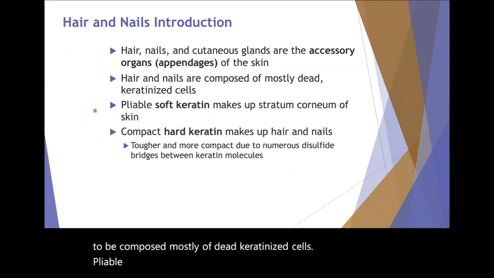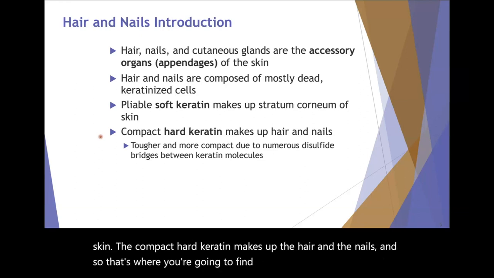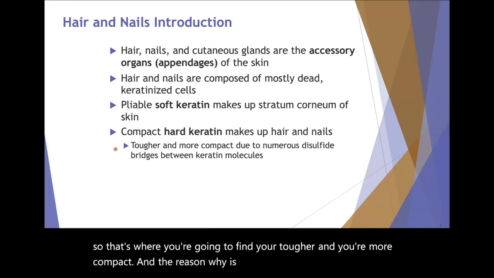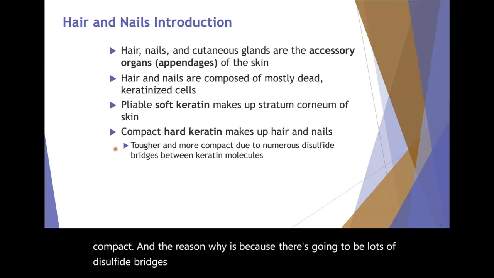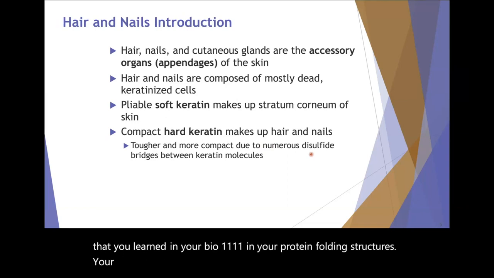Pliable soft keratin is going to make up the stratum corneum of the skin. The compact hard keratin makes up the hair and the nails. And so that's where you're going to find your tougher and your more compact. And the reason why is because there's going to be lots of disulfide bridges between the keratin molecules. This is something that you learned in your Bio 1111 in your protein folding structures, your disulfide bridges.